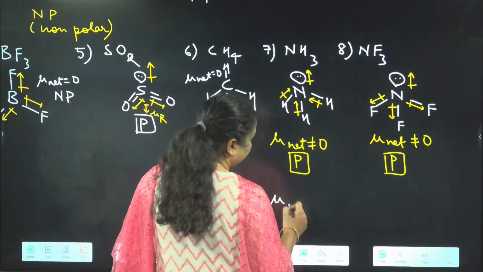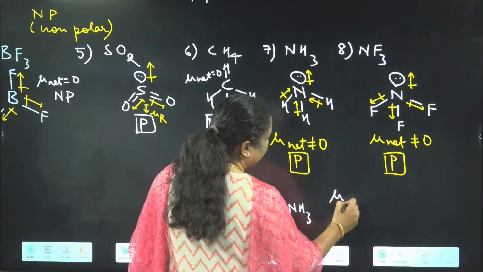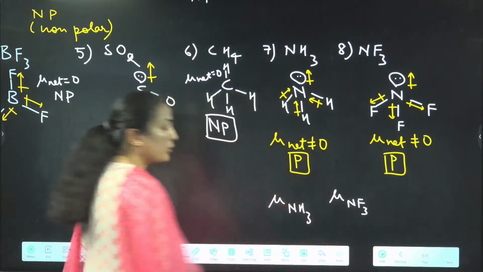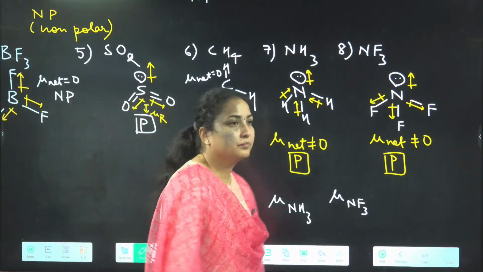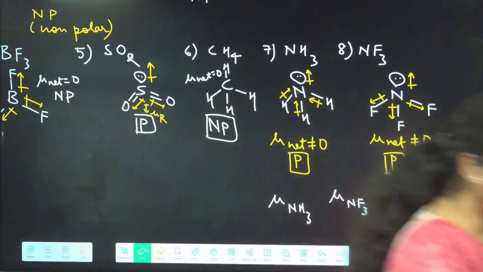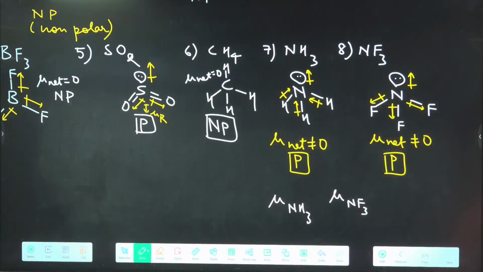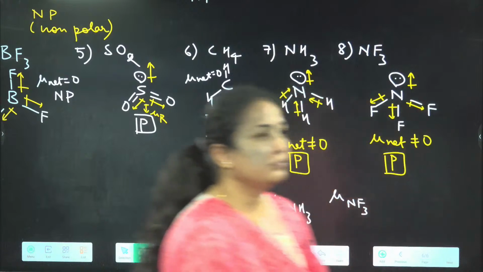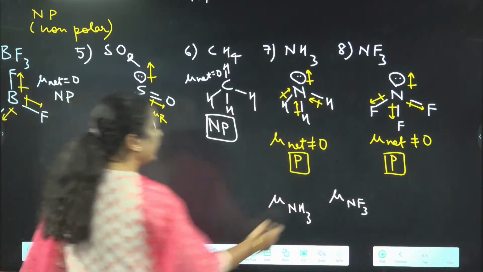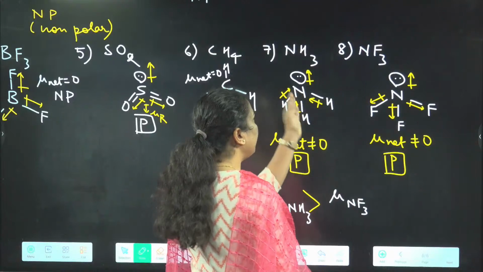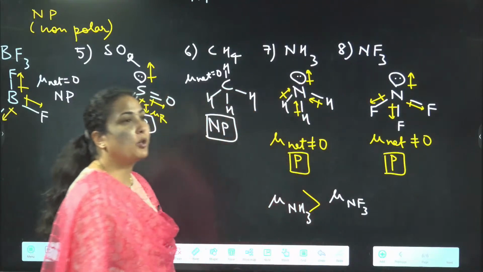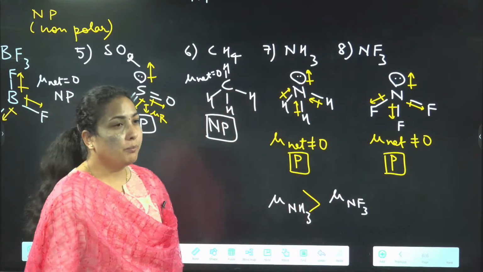But if at all I ask you to compare between NH3 and NF3, whose dipole moment is more? NH3 or NF3? Whose dipole moment is more? It is NH3. Because here the net resultant dipole moment of these three will be getting added up with the dipole moment of this particular lone pair of electrons.